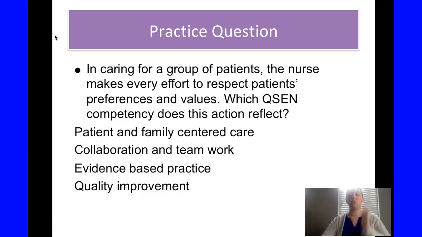In caring for groups of patients, the nurse makes every effort to respect patients' preferences and values. Which QSEN competency does this action reflect? So you're seeing a group of patients. You want to respect patients' preferences and values. So this is about the patient, right? This would more or less be patient and family-centered care. Collaboration and teamwork would be working with your other team members. Evidence-based practice, we talked about, is more advanced practice nurses, and quality improvement is making sure what you're doing is working. That's like studies and stuff.